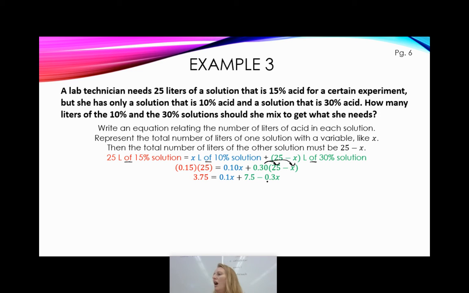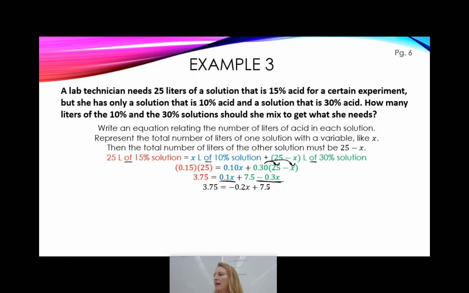Hooray! I'm also noticing some like terms. Do you see how I have a 0.1x and a negative 0.3x? So if I do 0.1x minus 0.3x, I get negative 0.2x. Hooray! Next step. Hang on, I didn't like that I made a little mark there. I'm going to fix that.